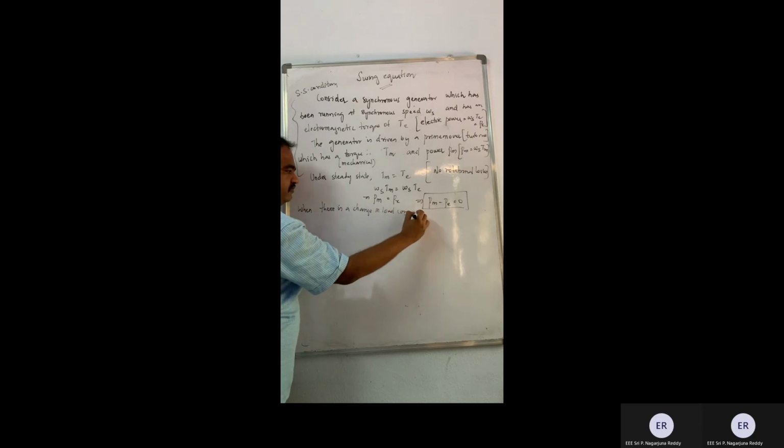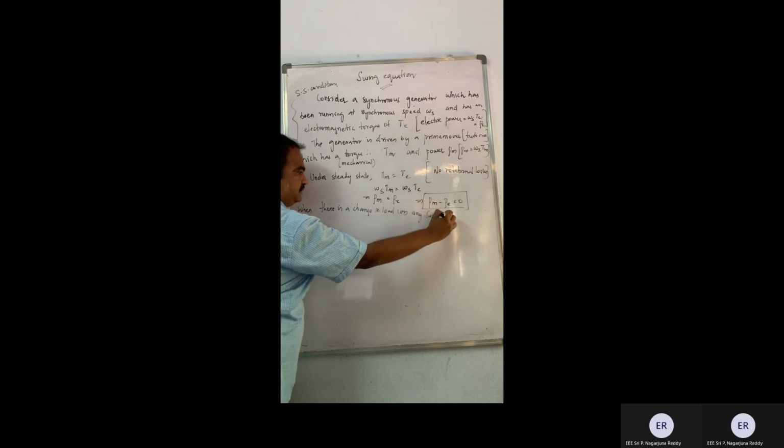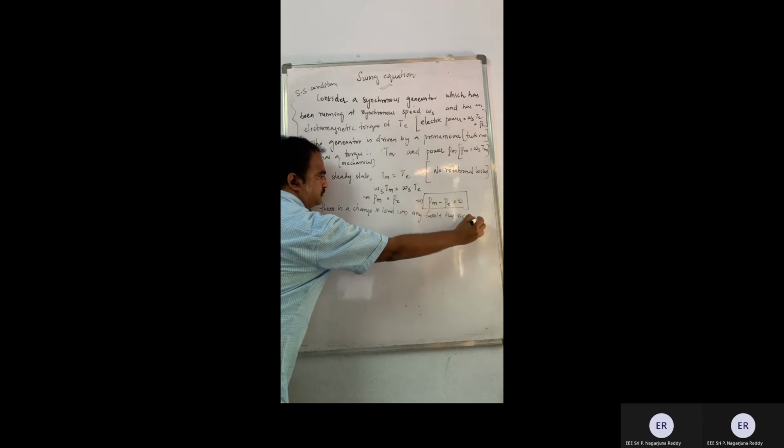But when there is a change in load, or any fault has occurred, these two are not going to be equal. Pm and Pe are not going to be equal. There will be some difference. Suddenly Pe has dropped. So in case of any change in load, in case any fault has occurred, let us suppose the output was not being delivered. So what happens? There will be a difference between Pm and Pe, isn't it?